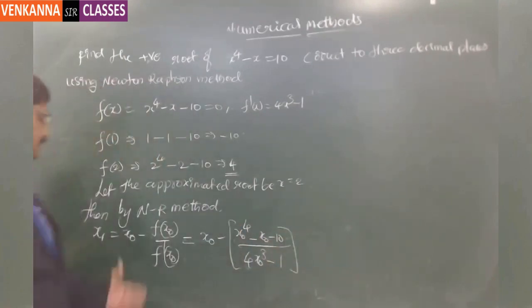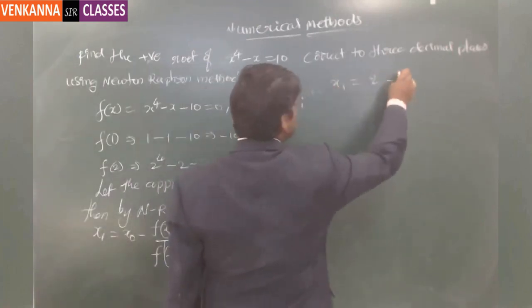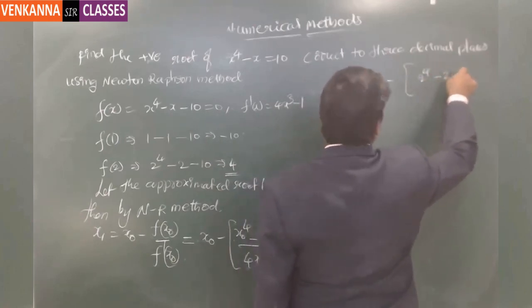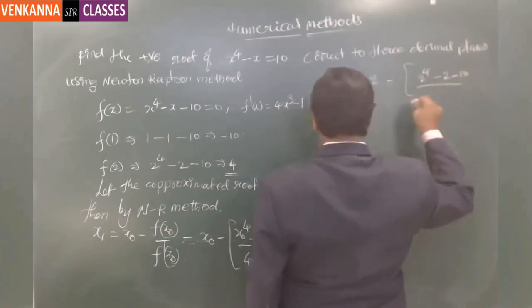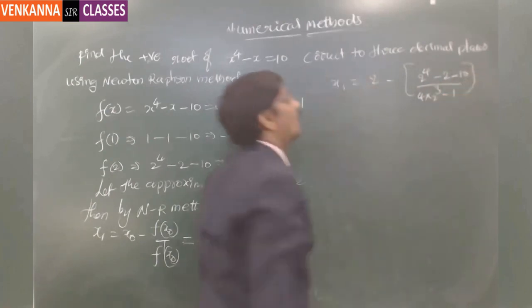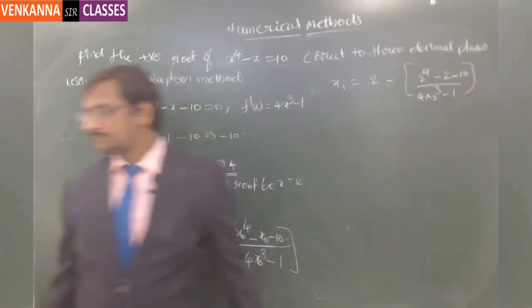Then you can start substituting the value. So x1 is equal to 2 minus (2 power 4 minus 2 minus 10) divided by (4 into 2 cube minus 1). So you have to calculate this value and then find out the value here. Got it?